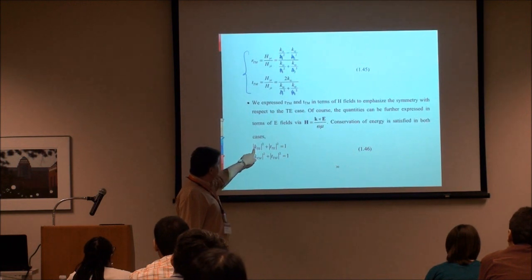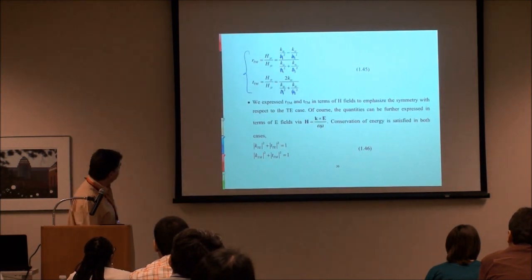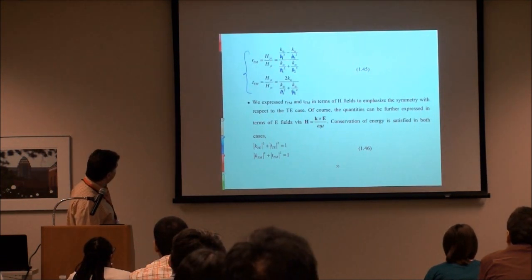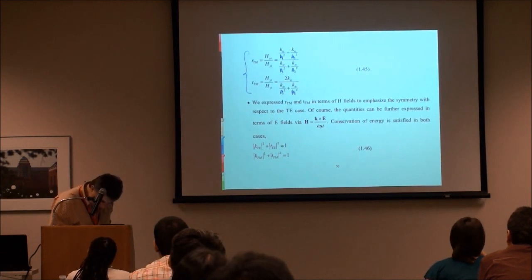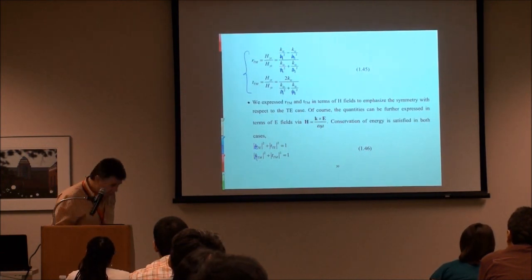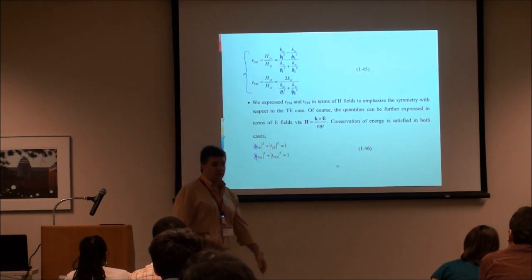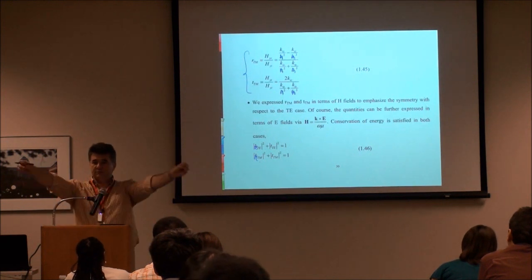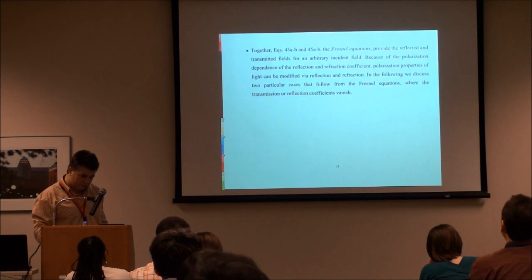Conservation of energy in both cases is that, I think it should be R, right? The reflection coefficient squared, both in TE and TM, plus the transmission coefficient squared should be 1. That means the power I come in is split into transmission and reflection. If I add those up, I should recover what I put in.